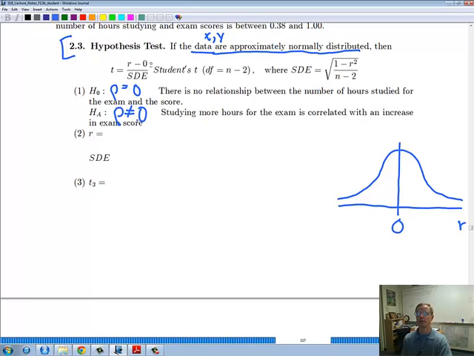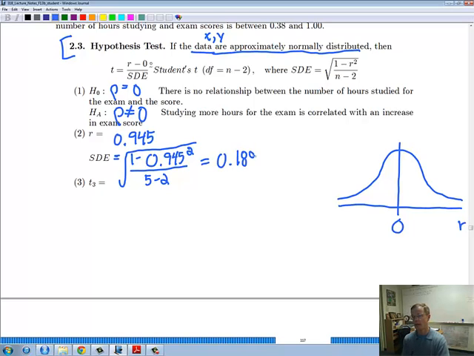Okay, that being the case then, R we've already computed from the other problem. That's 0.945, sorry. Okay, and the standard error is, let's see, the square root of 1 minus 0.945 squared over n minus 2. N is 5. We got that guy. 0.188.